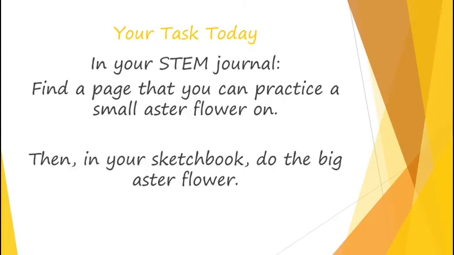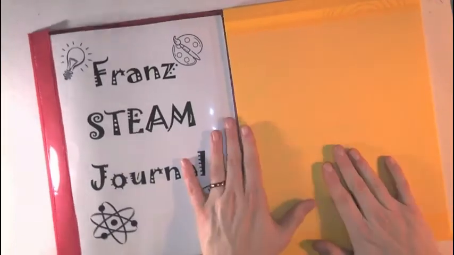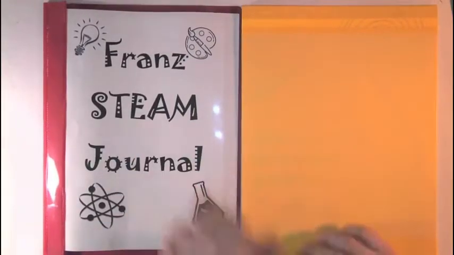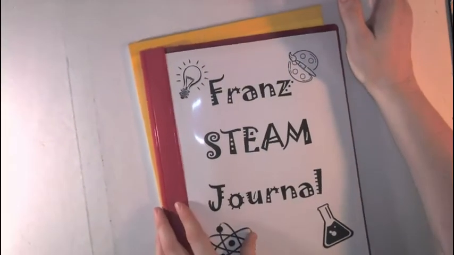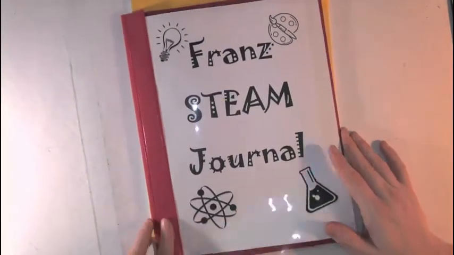All right, today in your STEM journal, you're going to find a page where you can practice a small Aster flower. Then in your sketchbook, you're going to do the big, detailed Aster flower. So let's take a look at what this will look like. So I've got my two books here, my STEM journal, my sketchbook. I'm going to start in this one because I want to find a page that has some extra space.